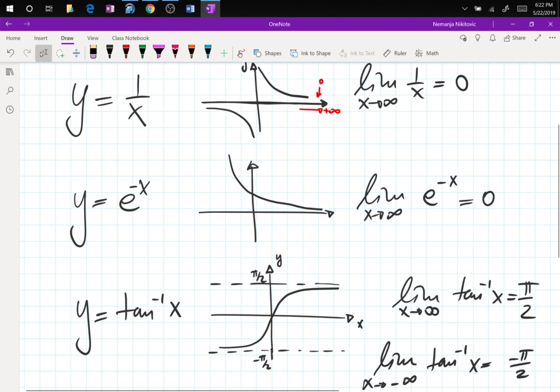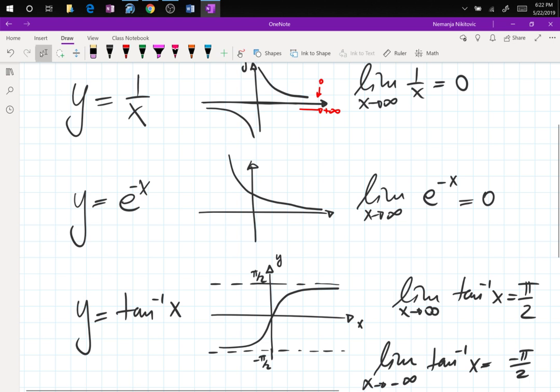So this is what we have for our limits at infinity. You go all the way to infinity, and then you look at the y value. Is the y value going to 0? Is it going to pi over 2? You look at that, and that's the answer for it.